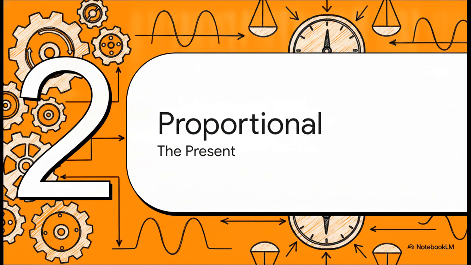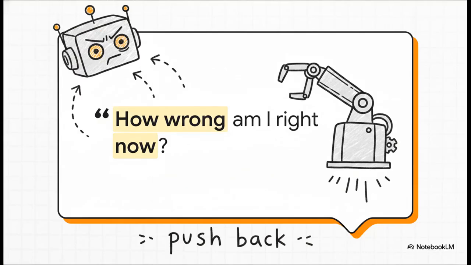In part 2, proportional. Forget all the technical jargon for a second. If a machine could talk, its inner monologue for proportional control would simply ask, how wrong am I right now? It's entirely focused on the present moment. It looks at the current error and decides exactly how hard to push back.